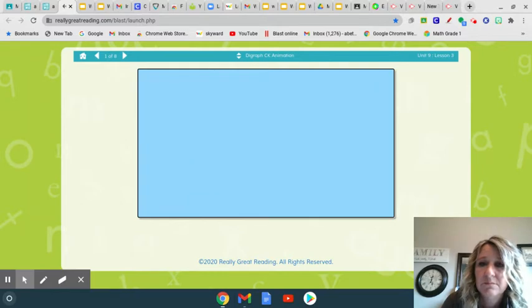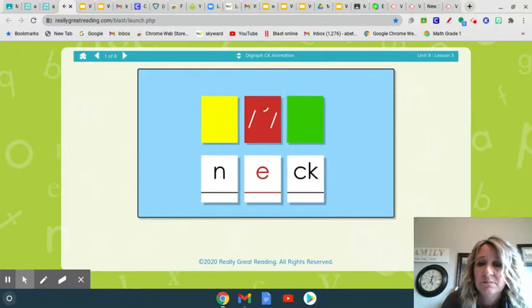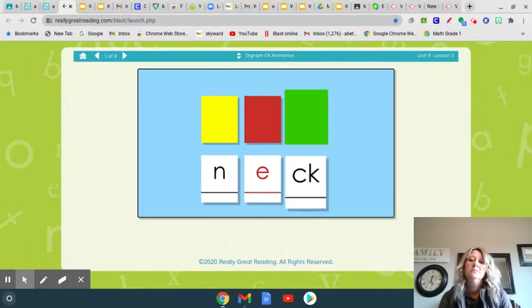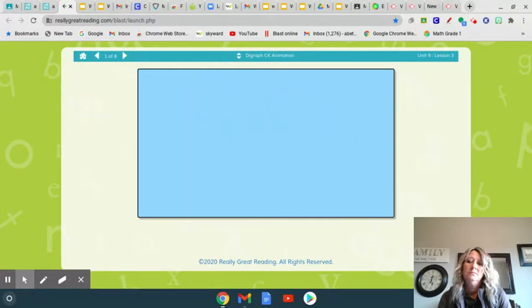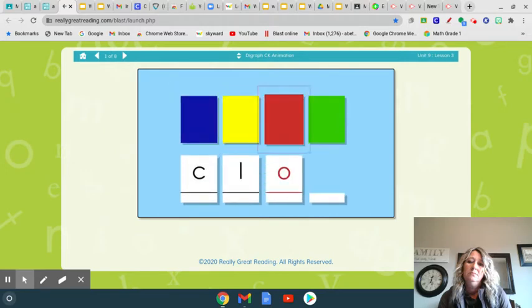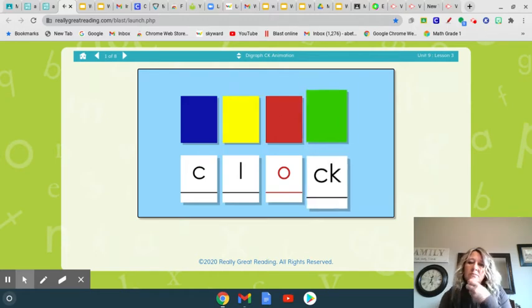Let's think about some words and see this spelling pattern in action. Think about the word neck. Neck has 3 sounds: N, E, K. I hear a short E sound in the word neck, and the very next sound is K, so I'm going to spell it with the digraph CK. Now let's think about the word clock. We hear 4 sounds in clock: K, L, O, K. What vowel sound do we hear? I hear a short O sound in clock. What is the very next sound? The very next sound is K, so I spell it with the digraph CK.